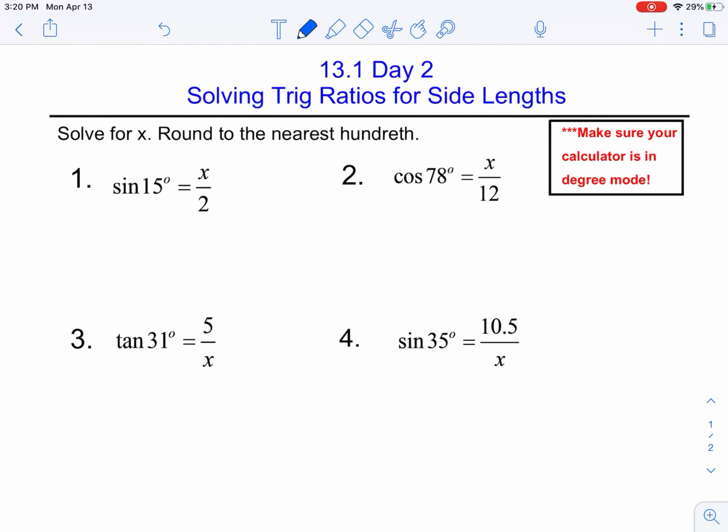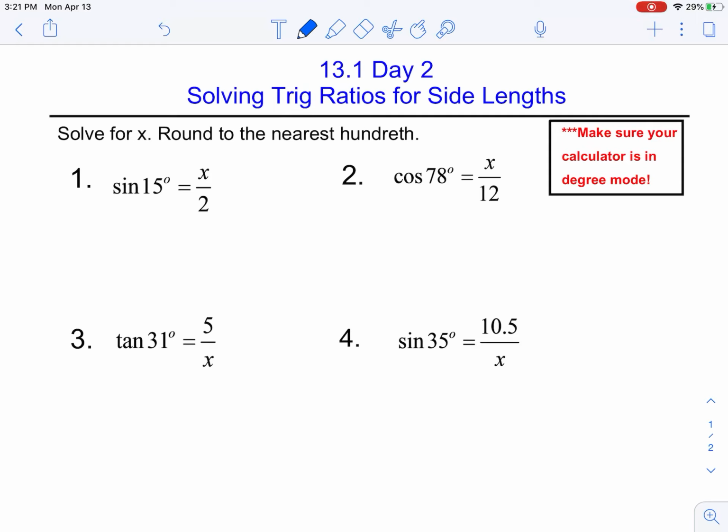Today we will go over Lesson 13 Day 2, solving trig ratios for side lengths. You'll want to make sure your calculator is in degree mode. If you're not sure if it is or not, take a look at the bottom of your calculator screen, right above the up arrow, and you should see the letters D, E, G. If it is not in degree mode, you'll want to click the button to the right of the second key, and then click on D, E, G.